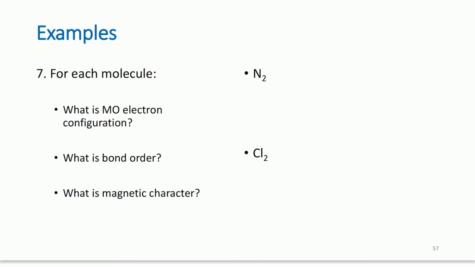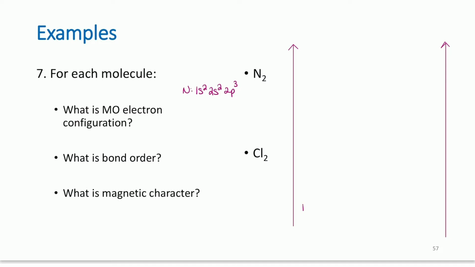For each molecule, what is the MO electron configuration, the bond order, and the magnetic character? So remember, to do this, we need to first find the electron configuration. So for nitrogen, 1s2, 2s2, 2p3. If I have 1s2, 2s2, 2p3, this would be how I would write up an atomic orbital. So atomic orbital is just one atom. For this, I'm going to write up 2 atoms and combine them for molecular.